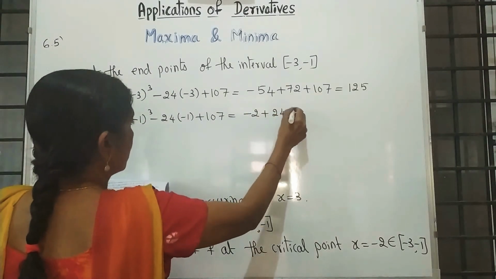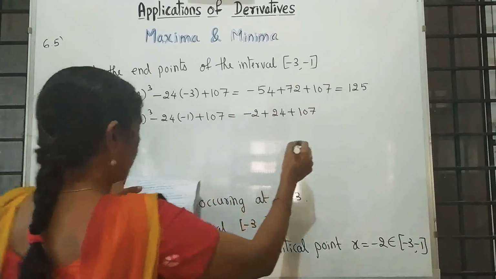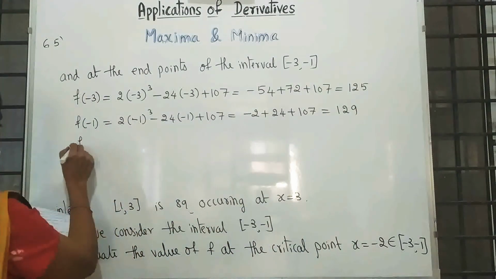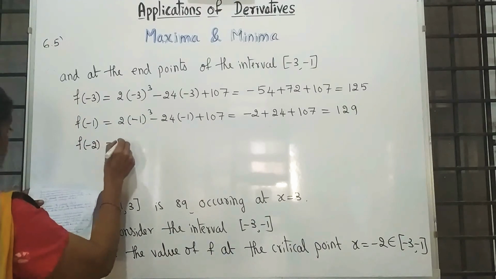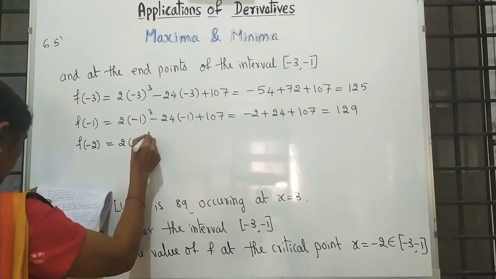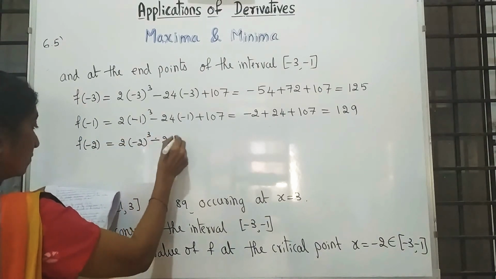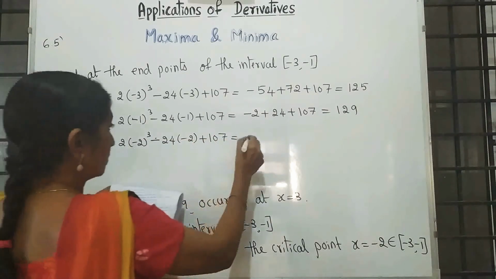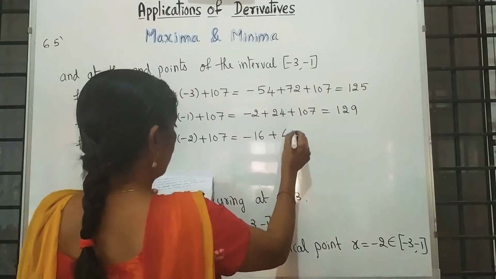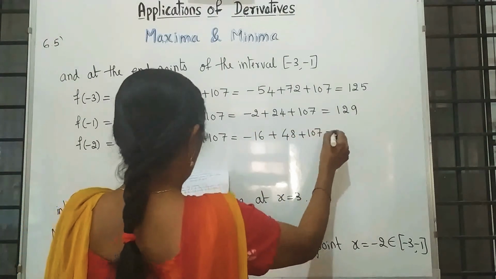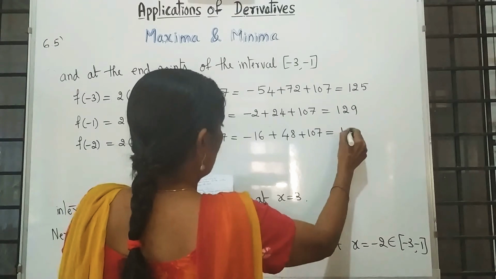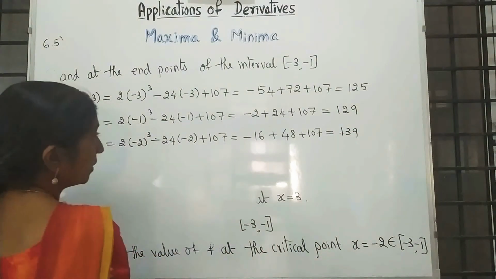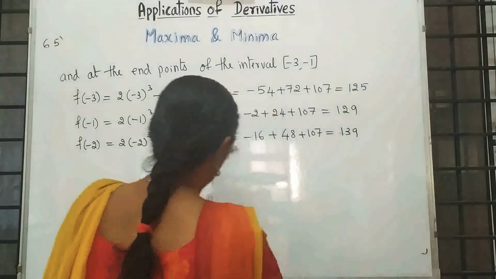-2 plus 24 plus 107, 129. f of -2, -16 plus 48 plus 107 is 139. Hence, see which one is the maximum? 139.